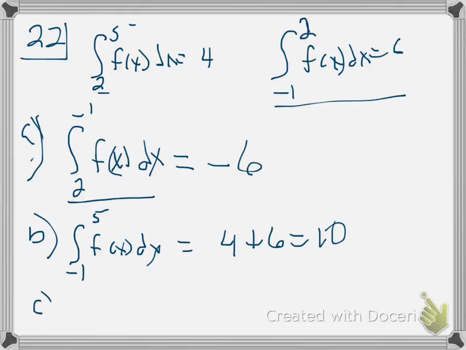For c, they're trying to trick you. The integral from 5 to 5 of f of x dx is basically telling you to find the volume of a line, and a line doesn't have volume. So that's 0.